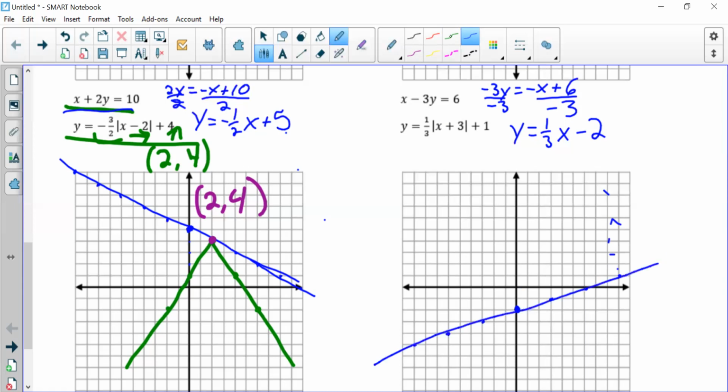Draw our line. Then we're going to use our absolute value. Our vertex for this one is -3, 1. Our slope is 1/3. So once again, up 1, right 3, up 1, right 3, up 1, right 3. Back to my vertex, up 1, left 3, up 1, left 3, and that's as far as I can go.